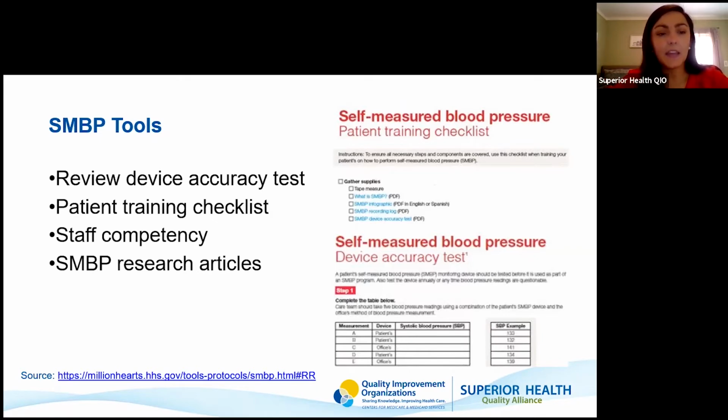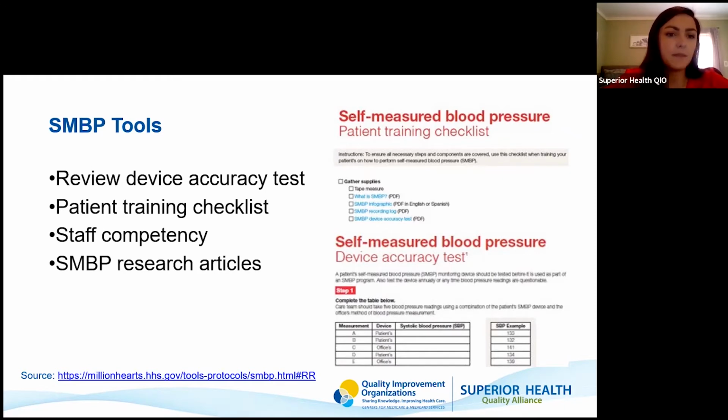Staff competency, I can include some slides on that. We always want to remember that when we are taking patients' blood pressure in the office, we want them to model what we're doing. So it's really important that staff members are competent with taking blood pressures in the office, so that when patients go home, they're doing it the same way that they watched their clinical staff do it in the office. So we really want to make sure that that translates over well.